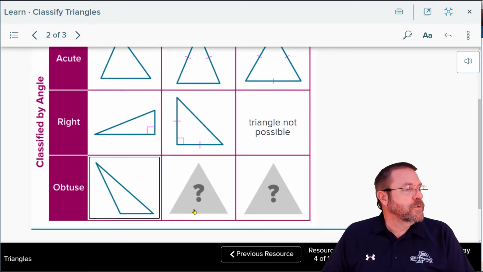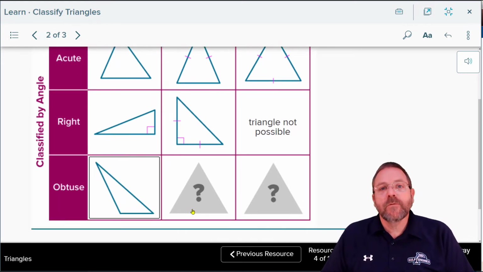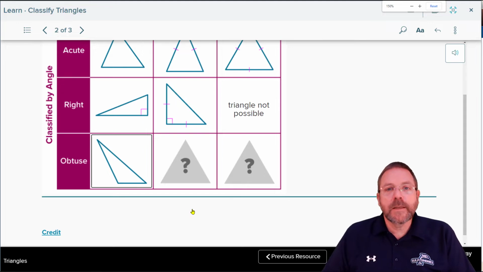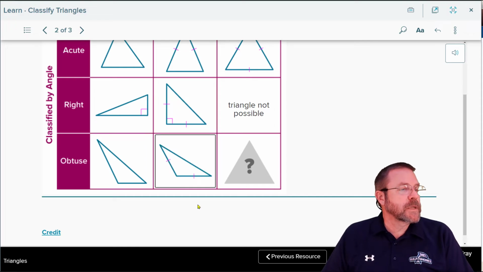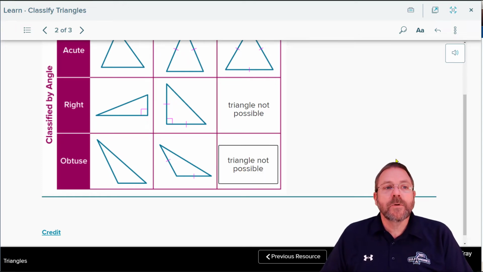Moving on to the obtuse. For the obtuse scalene, you've got all sides are going to be different lengths and the largest angle is greater than 90 degrees. For the obtuse isosceles, you have two sides that are going to be congruent and the largest angle is greater than 90 degrees. And once again, it is impossible to make an obtuse equilateral triangle.